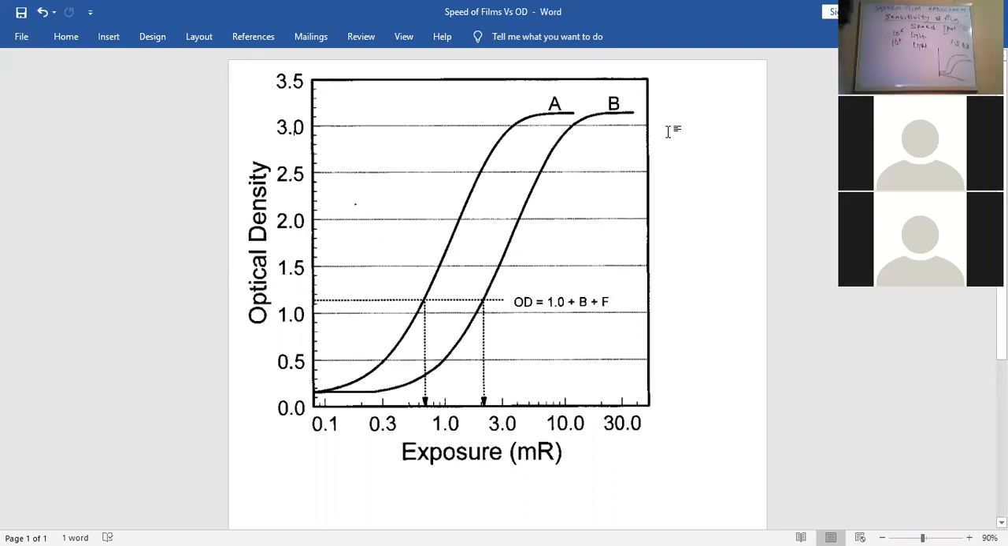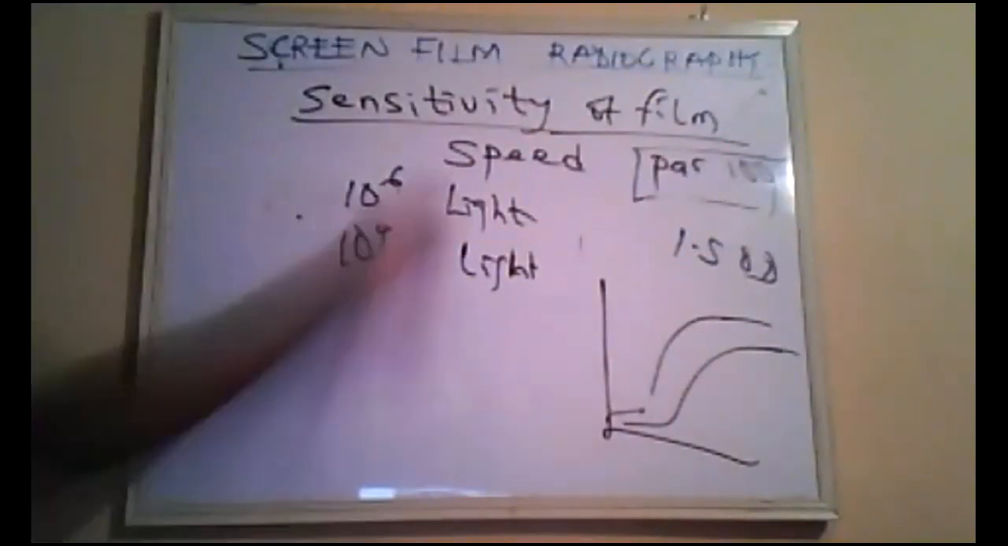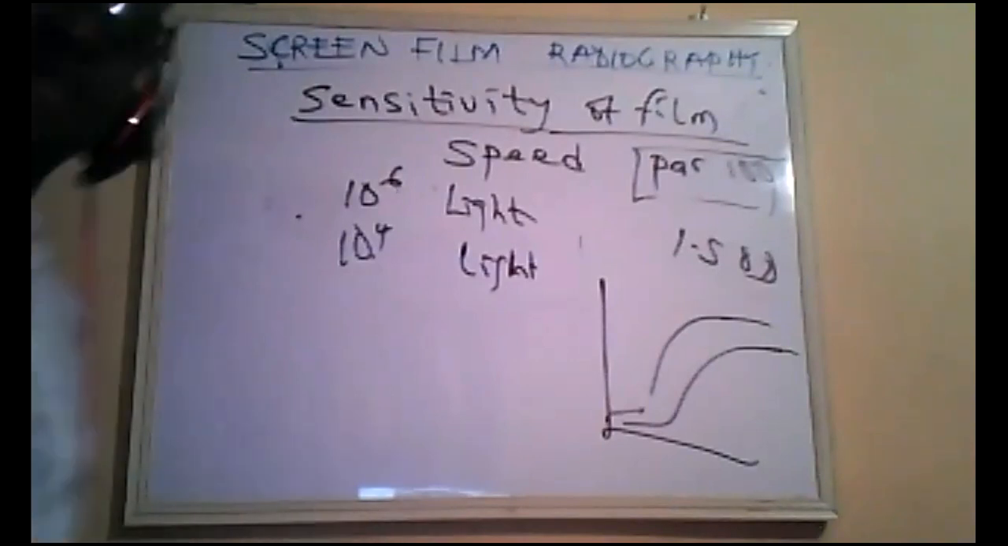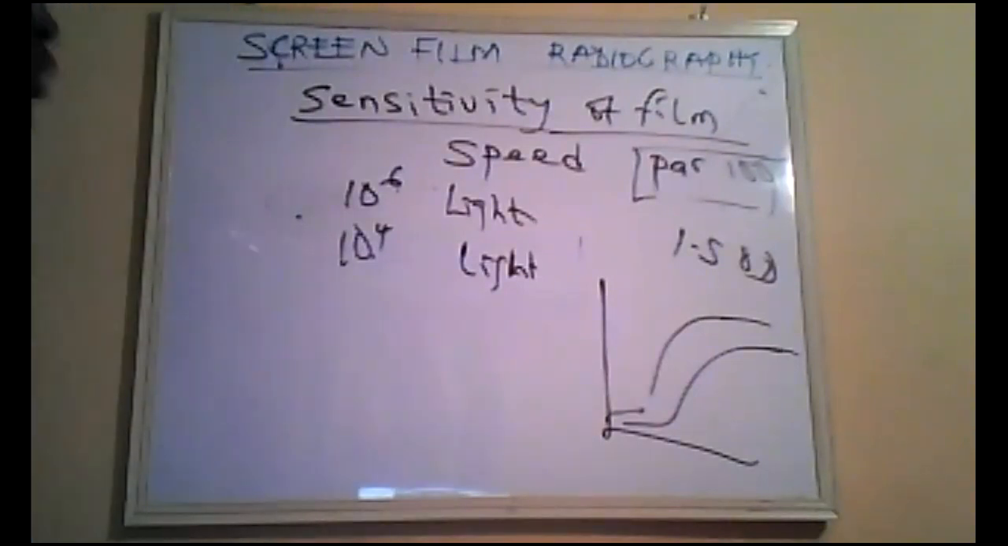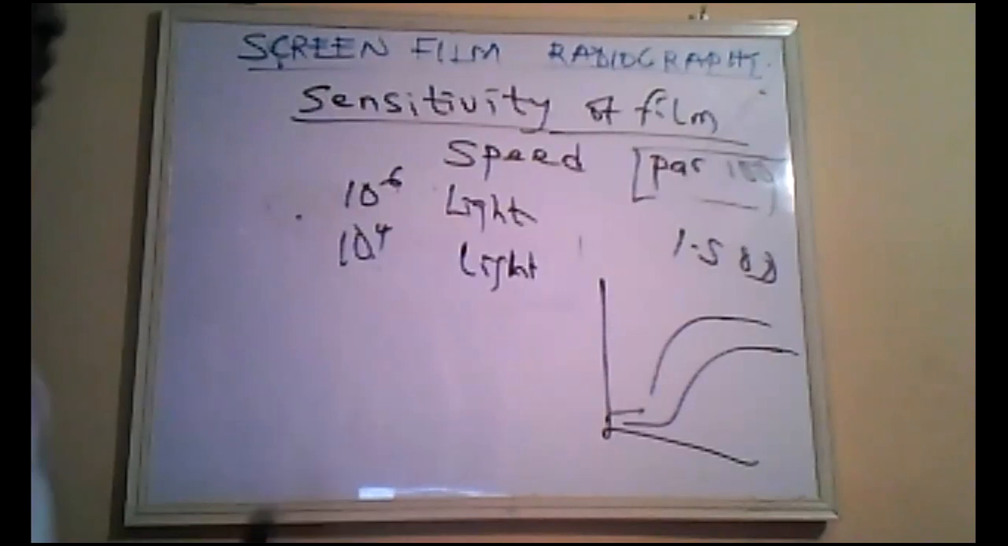That is about the optical density in relation to the speed of a film. The speed of a film has to do with the amount of exposure that a particular film will use in getting a predetermined optical density. If a particular film uses a lesser amount of exposure in getting a predetermined optical density, then you say that film has a better sensitivity than the one that uses much more radiation.